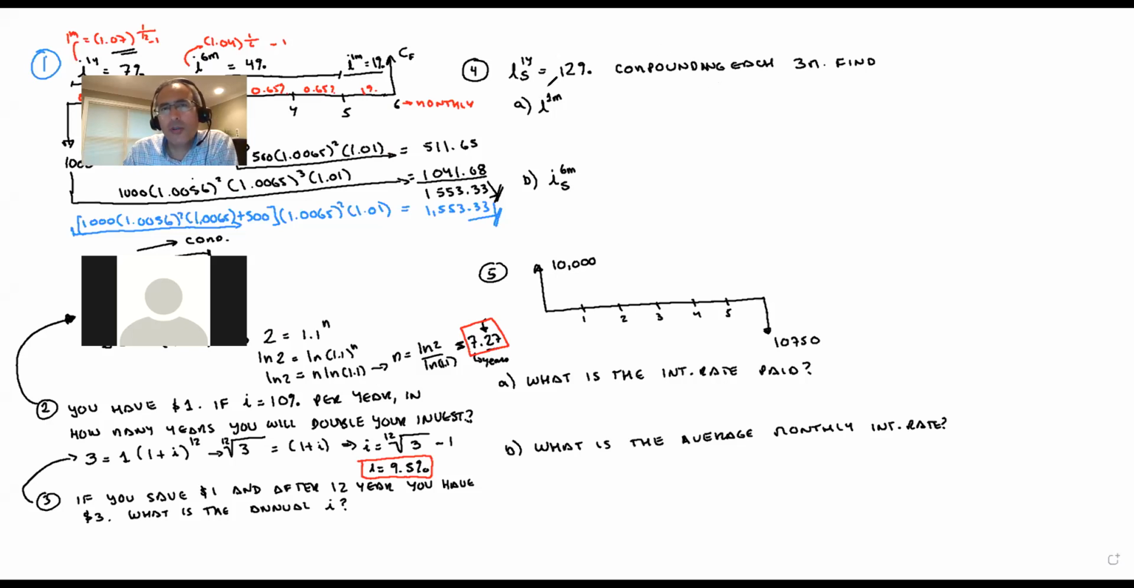Okay, so now let's go to question number 4. We have a simple interest rate for a year equal to 12%. The trick here is the compounding period, and they say that it compounds every 3 months. Then find the compounded interest rate for 1 month, and the simple interest rate for 6 months.